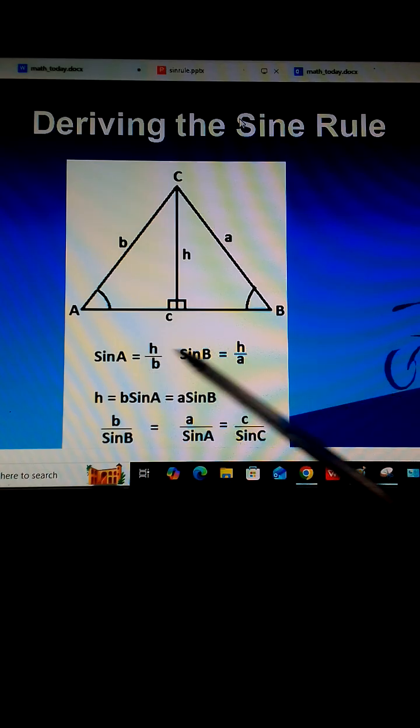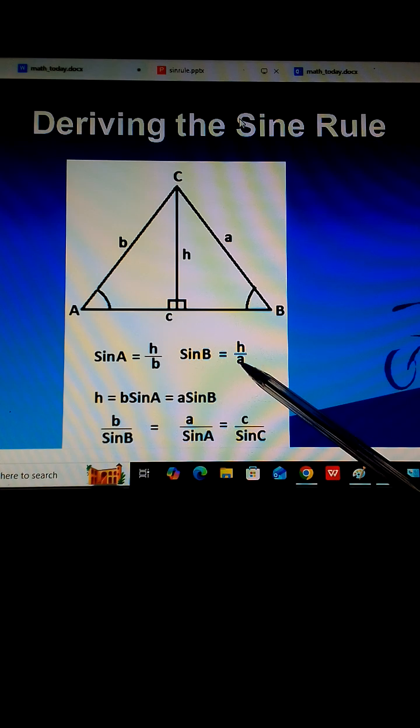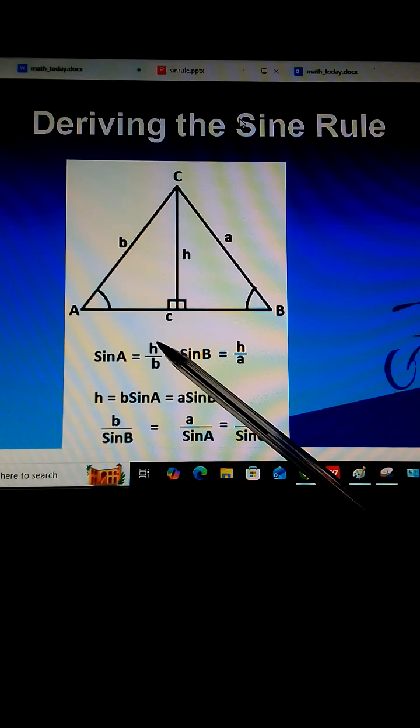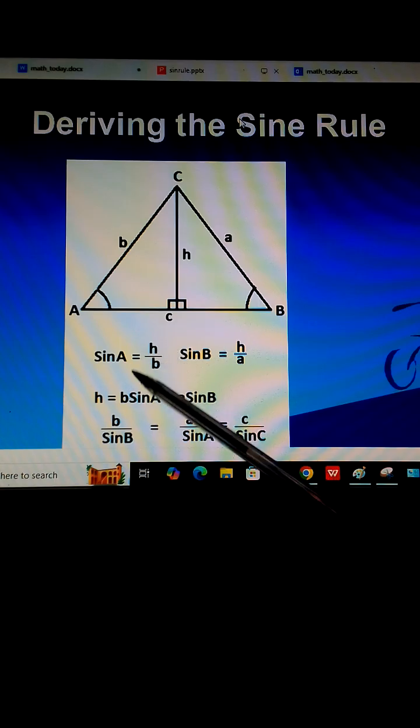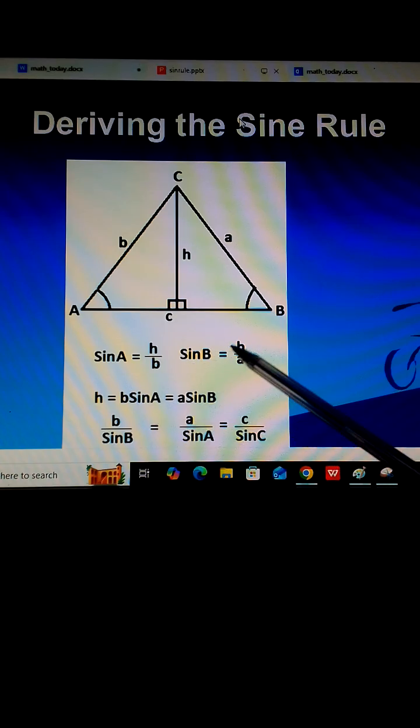When you look at these two expressions, h is common, right? So if we make h the subject of the equation here, then h is equal to b sine A. Similarly here, h is equal to a sine B. So b sine A is equal to a sine B.